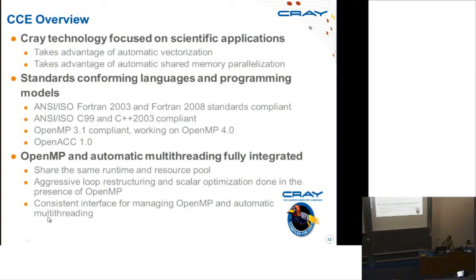Again, interesting things. OpenMP and automatic multi-threading are fully integrated. So if you do have OpenMP in your application, but it's not terribly extensive, you might be able to increase the amount of threading by turning on the automatic multi-threading, and they're effectively using the same mechanism. So you're not having to deal with two different types of threading model. They effectively will do the same thing.